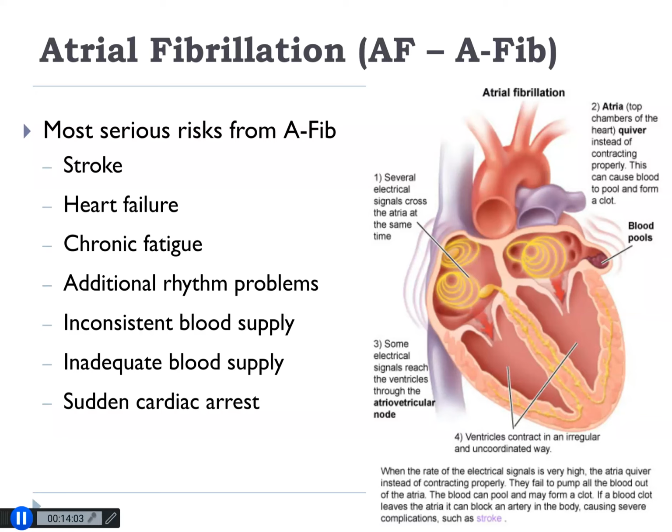And if people are asymptomatic from AFib, which is not unusual, they can actually live quite a long time with atrial fibrillation, as long as they are protected against stroke with an anticoagulation therapy, and then as long as their heart rates are well controlled and are not going fast chronically, which causes a lot of stress on the heart.